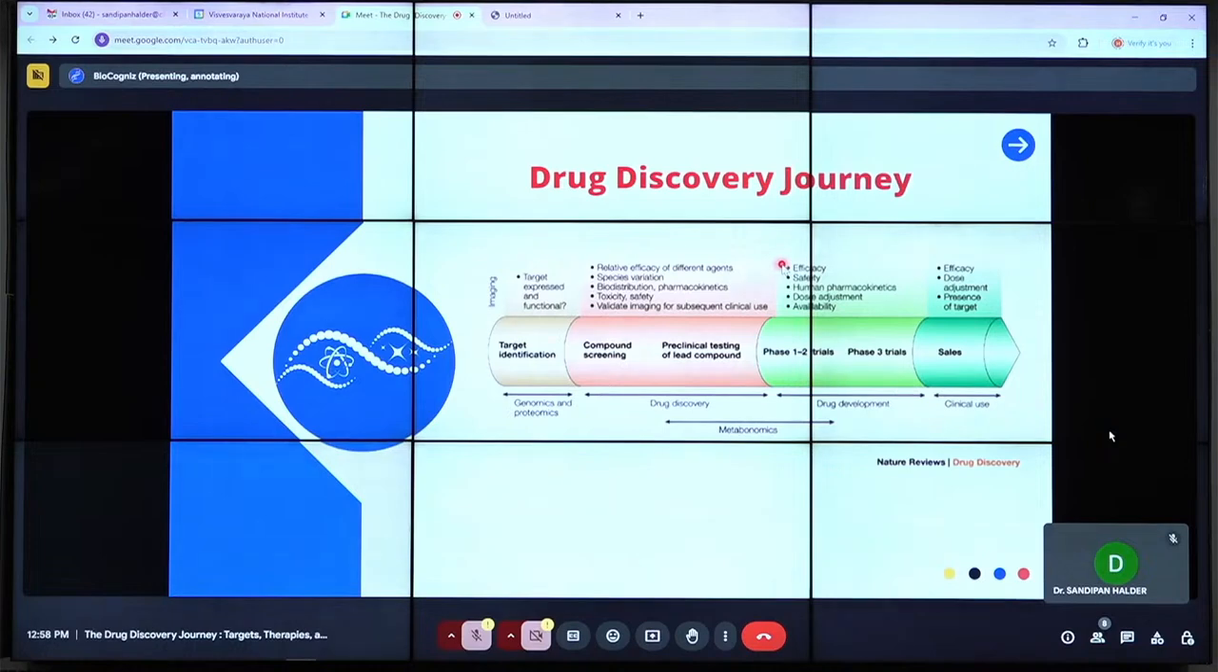When you target one particular protein, a lot of proteins have homologous proteins and also structurally similar proteins. So when you target one protein, the other proteins will also get targeted. There is where the side effects come from, and selectivity plays a very important role. And once you are able to achieve it, then we move on to the preclinical and clinical trials, and finally it comes to the market for clinical use. So this is what the drug discovery journey comprises.